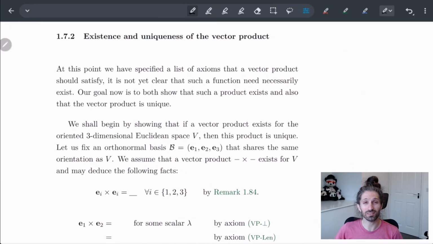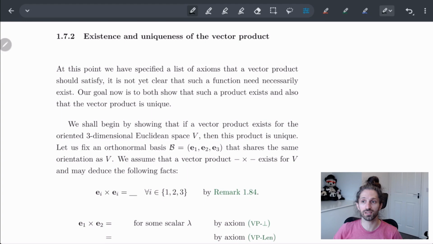Does it actually even exist? And does it actually define what we want? So in this video, we're going to be talking about precisely that: does it exist and is it unique? In other words, if I take two things and multiply them together, is there maybe some other way to get this vector product without making this big, long, complicated list of axioms? So we're going to try to do this.